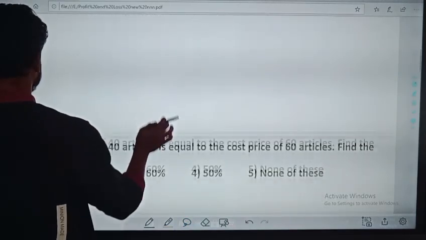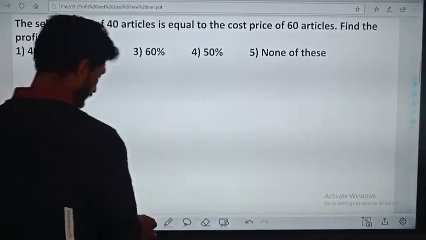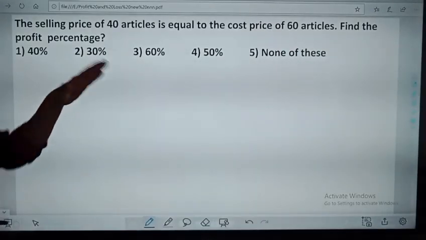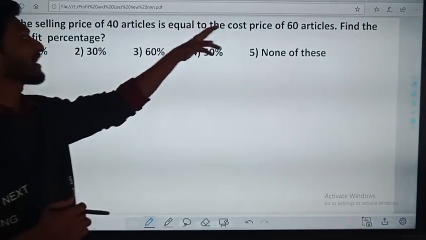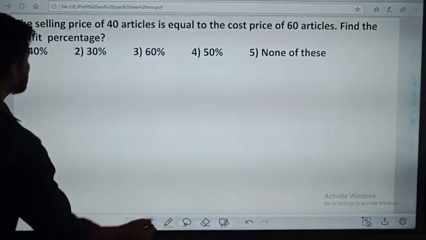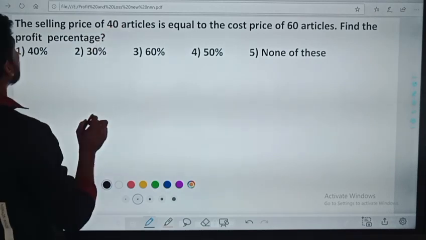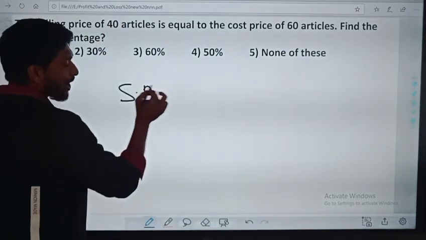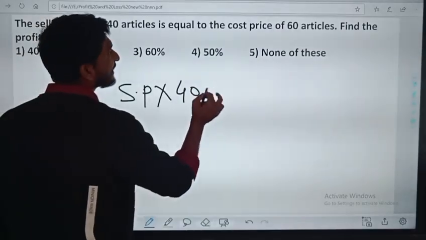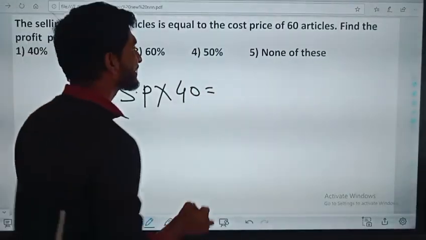Now next. Same. The selling price of 40 articles is equal to the cost price of 60 articles. Find the profit percent here. Selling price means SP. Selling price of 40 articles is equal to cost price of 60 articles.